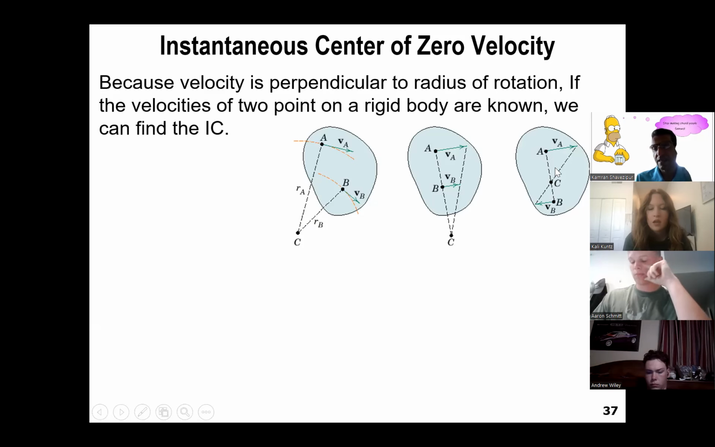The IC has zero velocity, so it's like you have a pin on the IC and things rotate about that at that particular moment. So if you have the velocity of 2 points, you draw the line perpendicular to the velocity, because the radius is perpendicular to the velocity for pure rotation. And the intersection of those is going to give you IC, right? Now, I'm going to switch back to the tablet and explain the other part.